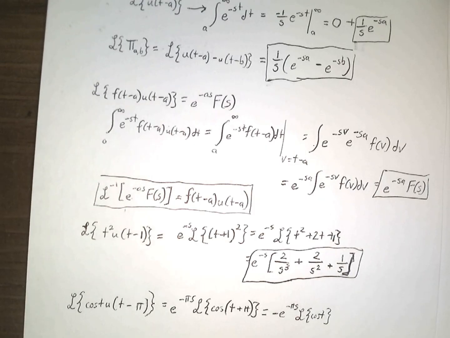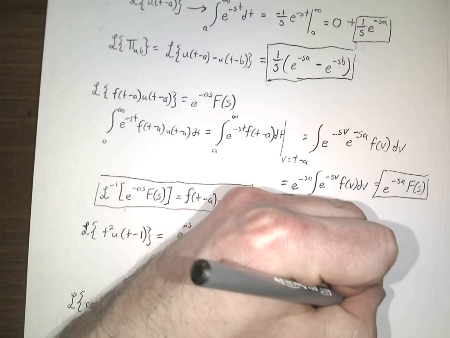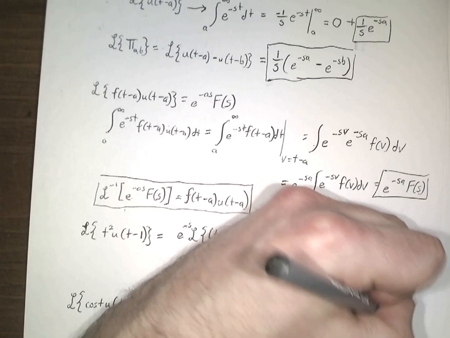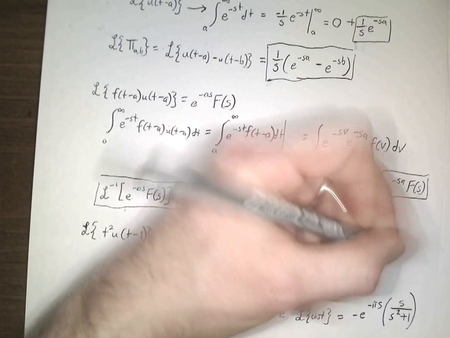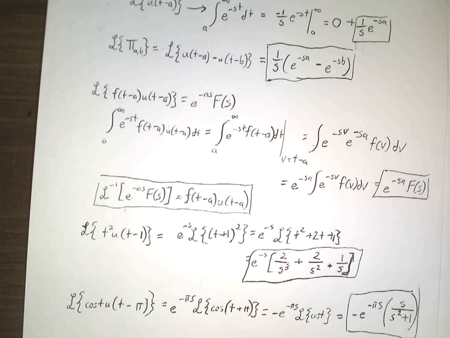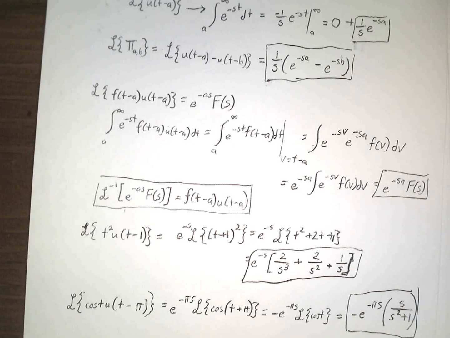So we look at our table, we find where cosine is, and we get negative e to the negative pi s times s over s squared plus 1. So we look at what our step function is shifting to, we modify our function to match that shift, apply any known Laplace transforms or trig identities to simplify it, and then use the table to get the final result.